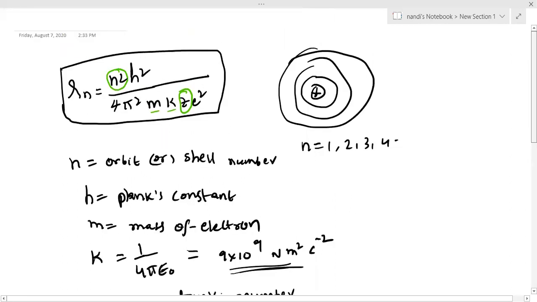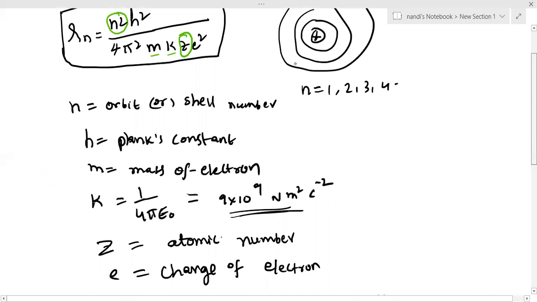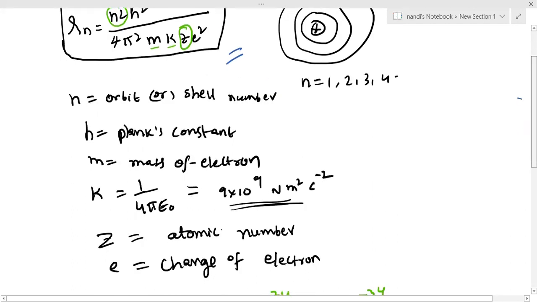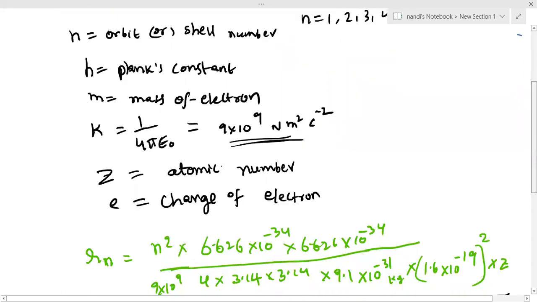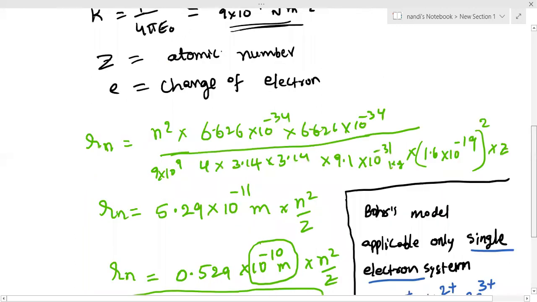This is the starting of the class. We discussed the formula I wrote and each term in it. After that, we substituted all the values into this formula. Then finally we got one expression, that is 0.529 angstroms. Clear? So now calculate.